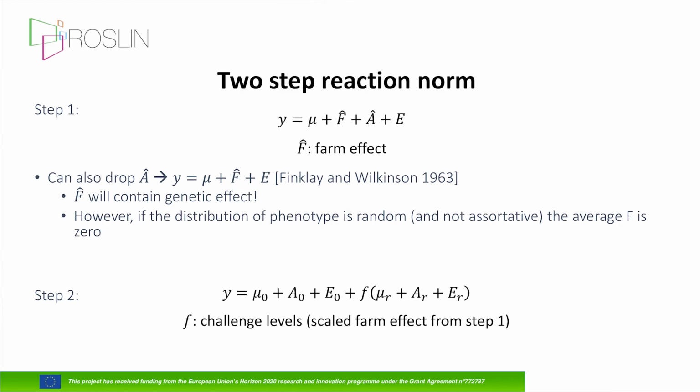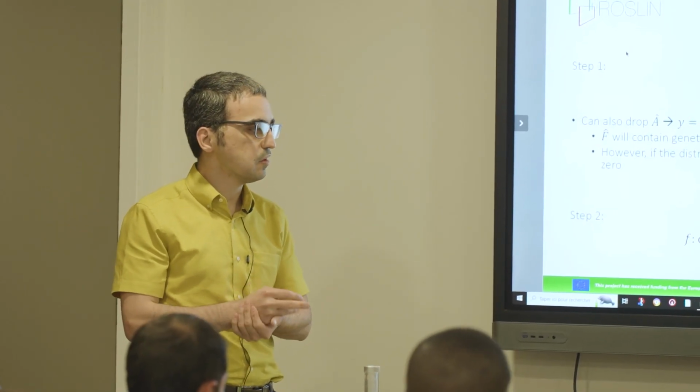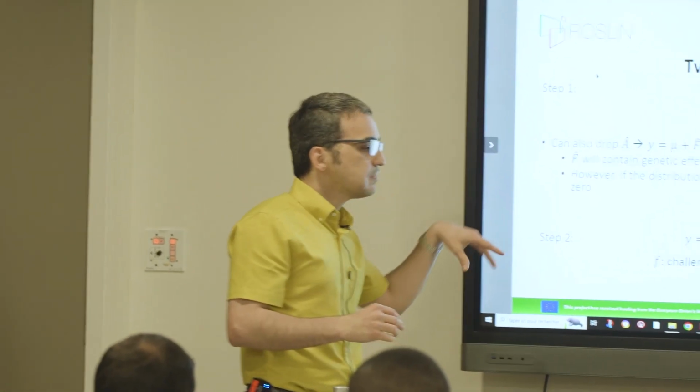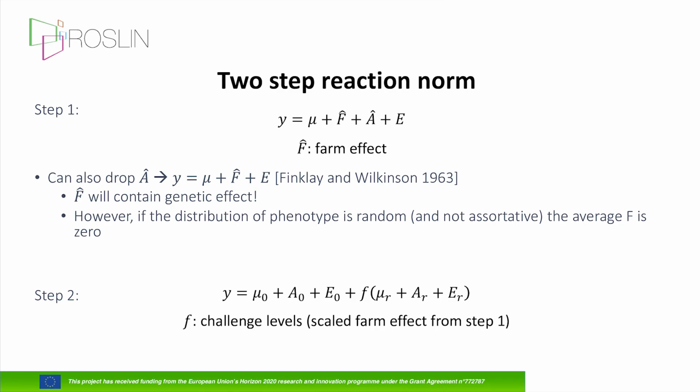However, if the distribution of the phenotype is random, and I will refer to the previous talk that was in the morning, you can have different distributions of animals. One is assortative, clustered, and random, and this was when farmers don't contribute, they have their own group of animals, or when there is artificial insemination or sire reference schemes. And basically, if the distribution of the phenotypes is random, the average genetic effect in F is going to be 0.